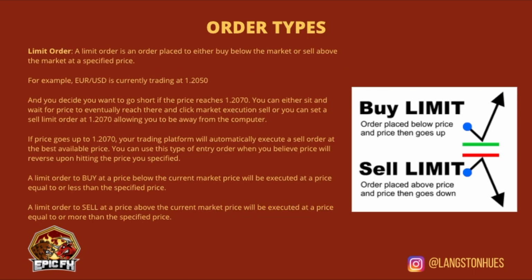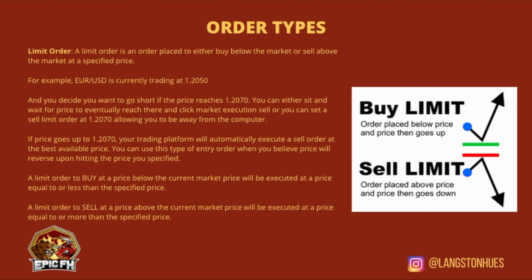Limit order. A limit order is an order placed to either buy below the market or sell above the market at a specified price. For example, EURUSD is currently trading at 1.2050, and you decide you want to go short if the price reaches 1.2070. You can either sit and wait for price to eventually reach there and click market execution sell, or you can set a sell limit order at 1.2070, allowing you to be away from the computer. If price goes up to 1.2070, your trading platform will automatically execute a sell order at the best available price. You can use this type of entry order when you believe price will reverse upon hitting the price you specified.